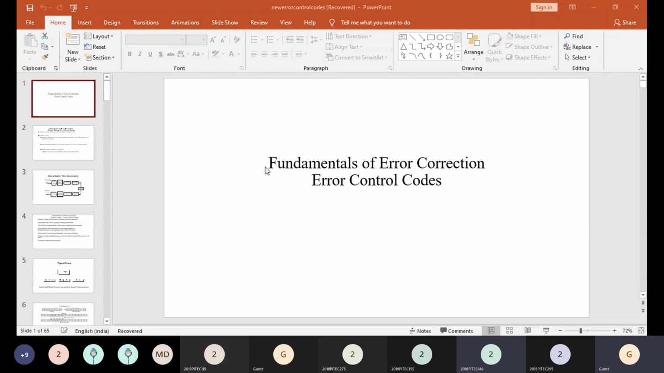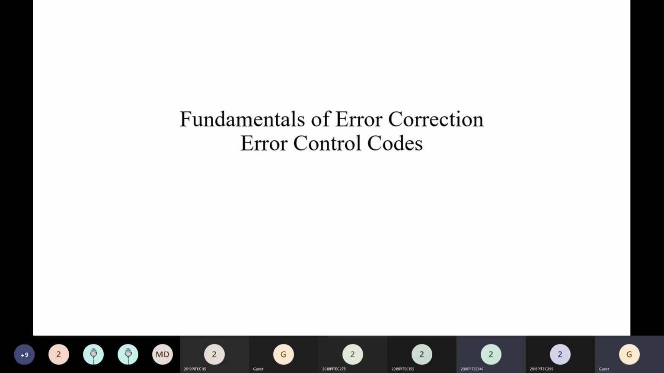So the topic which we are going to see today is fundamentals of error correction and error detection, which is most probably given by the error control codes. This is what we are planning to see today. This is related to the digital communication system. If you look into a digital communication system, you'll be having the block of channel coding. In channel coding, you'll be having the concept of error correction and detection.